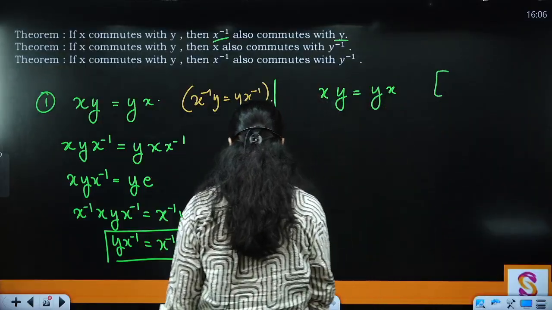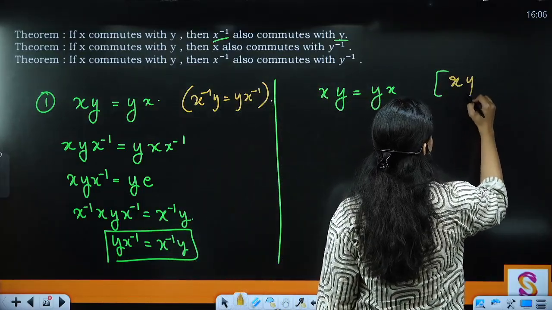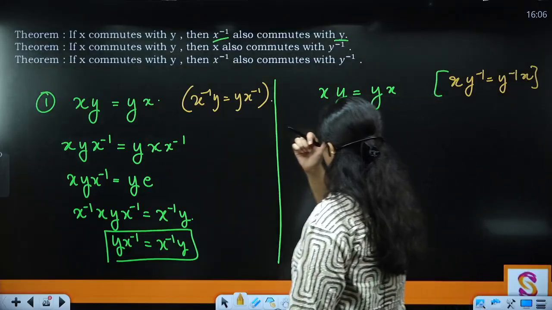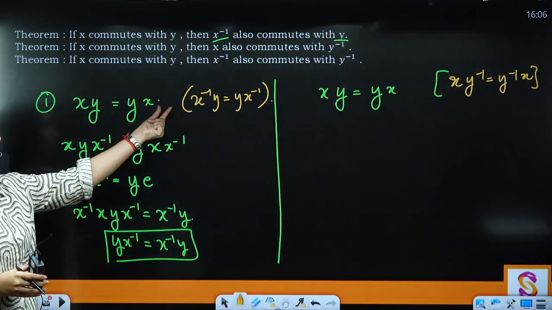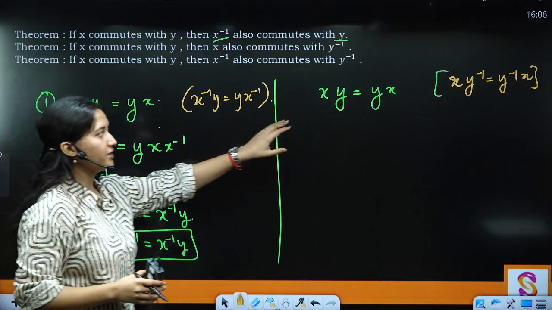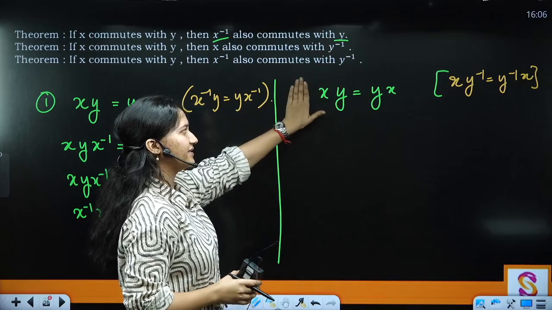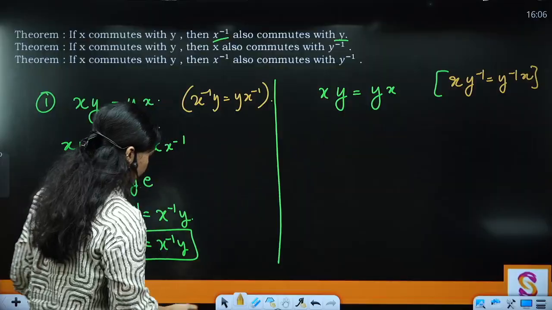Here you are supposed to prove what? That x y inverse equals y inverse x, right? Now where did we start from? Here we did x into x inverse, right? So what we can do here is, we can start from here, multiply by y inverse, or even if we start from the other side it's fine, because here you are going to get identity, right?